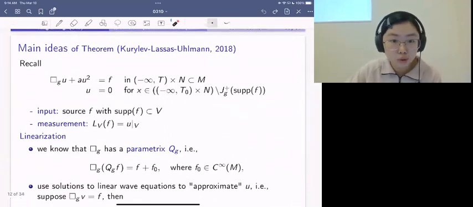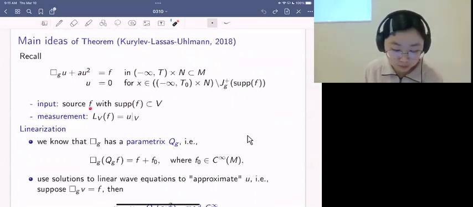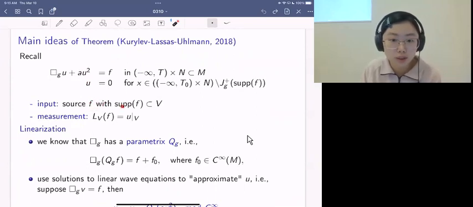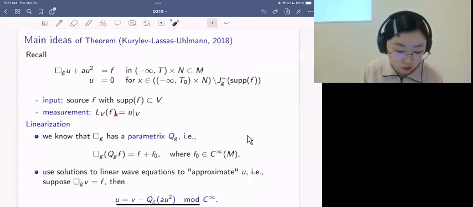The main idea to prove the theorem in this paper is to use linearization and the interaction of plane waves to produce some new singularities, so that we can recover the earliest light observation set. Recall that we have this nonlinear equation, where the input is a small source supported in the source set and the output is the solution restricted to the observation set. The difficulty here is that we do not know how to solve this nonlinear equation explicitly, so we are going to use linearization to extract some information from the measurement.